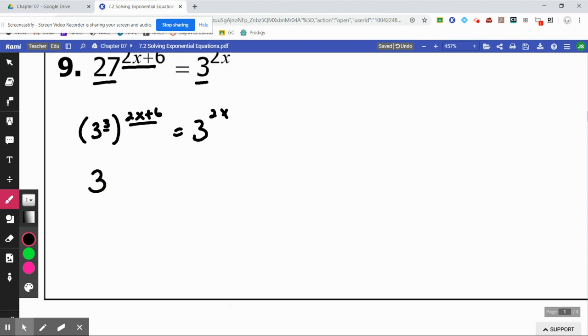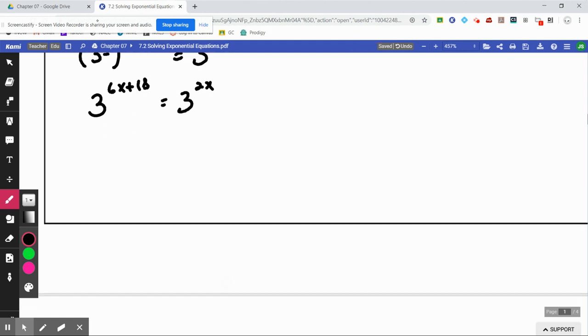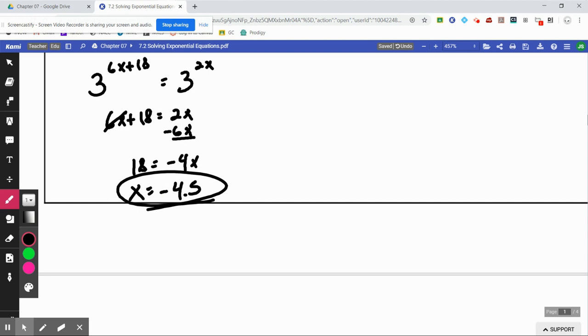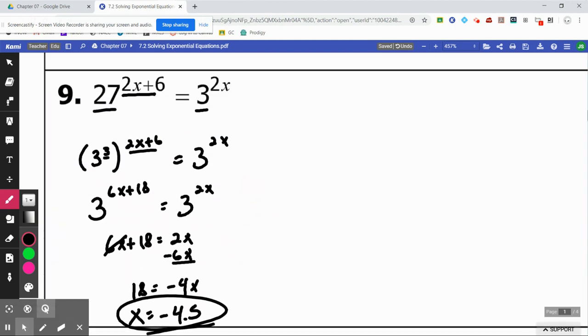So we can now write this as 3 to the 6x plus 18 power equals 3 to the 2x power. Set the exponents equal. 6x plus 18 has to equal 2x. Move the 6x by subtracting 6x gives you 18 is equal to negative 4x. So divide by negative 4 gives you x is negative 4.5. Next problem, number 10.